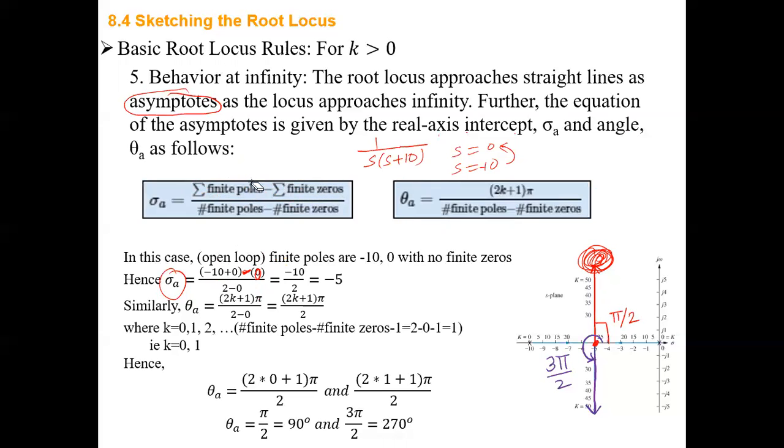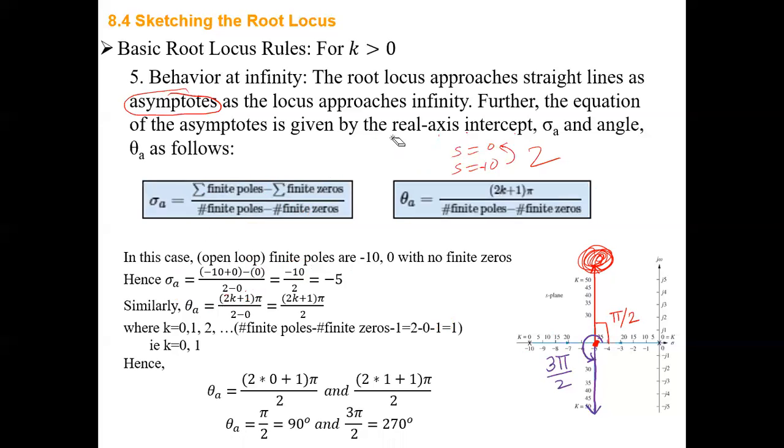Now let's do the bottom part. How many finite poles? 2. How many finite zeros? None. Then what happens if we subtract them? -10 minus 0 is -10, and 2 minus 0 is 2, which gives -5. Ta-da! That's what we know, right? It works.